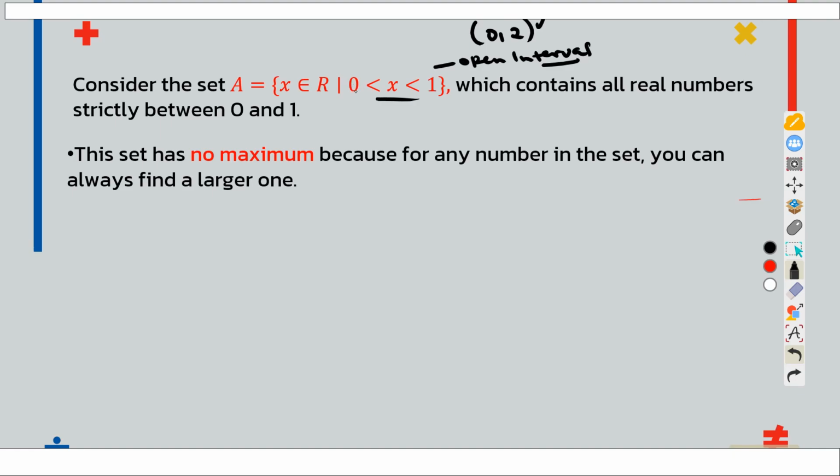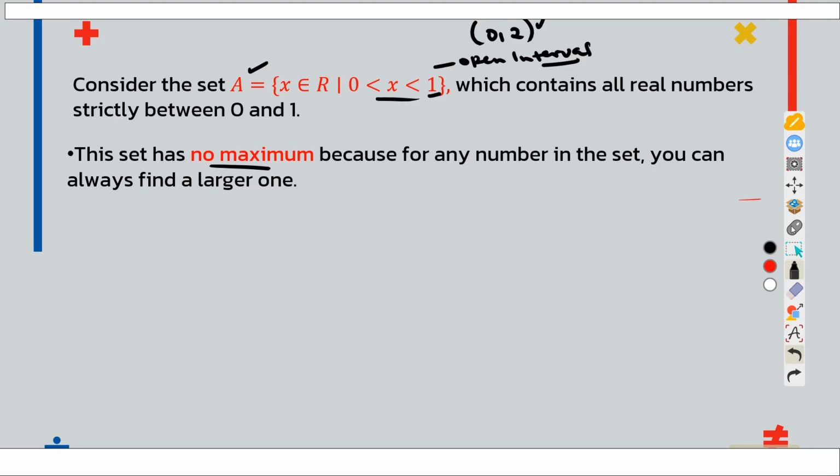For whichever value you think of, you cannot say 1 is the maximum, because 1, first of all, is not an element of the set. So that disqualifies it from being the maximum. But whichever number less than 1 you think about, there will always be a number in the same set that is greater than that number. So for that case you cannot say a maximum exists.